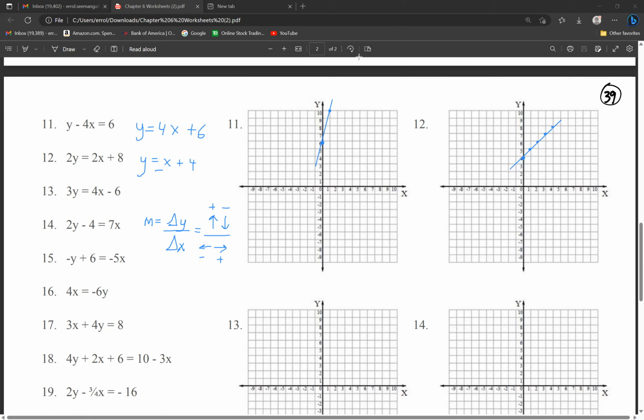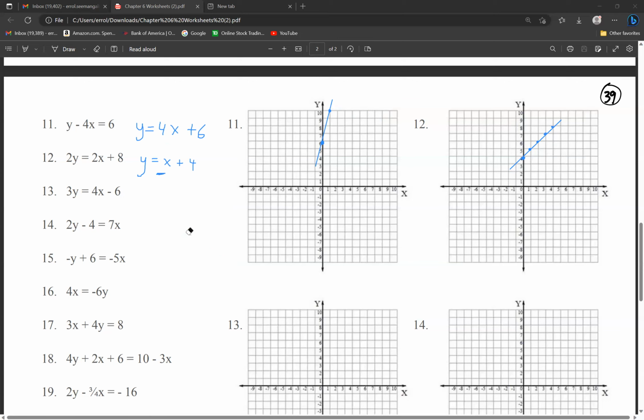So let me ask you this. In number 11, is that a positive slope or negative slope? Positive slope, right? Remember, there's your positive number right there, 4. So we would expect it to go up to the right. And then same with 12. It's going up to the right because we have a positive slope. The slope is +1 on number 12. So those two are positive slopes.